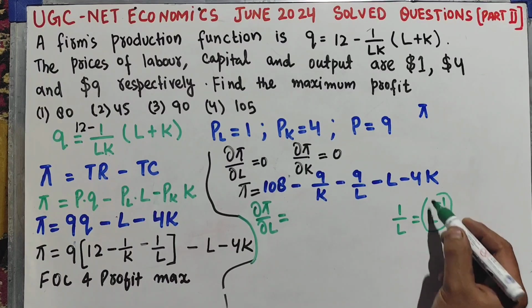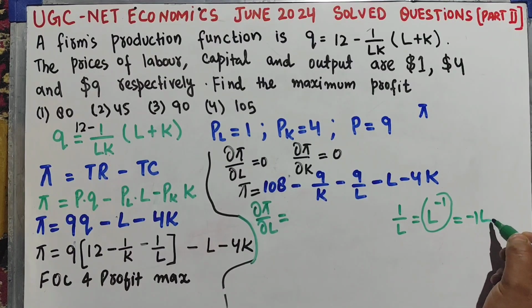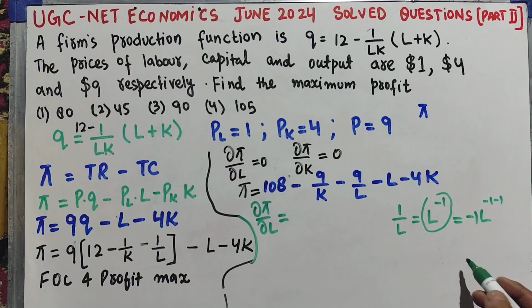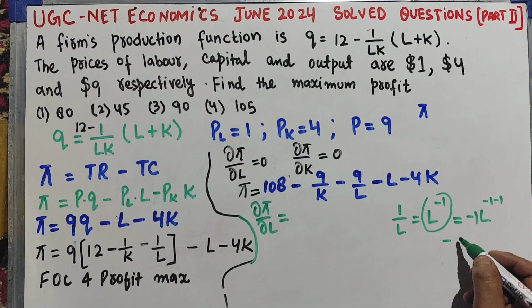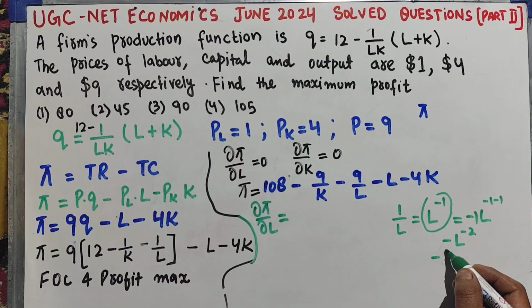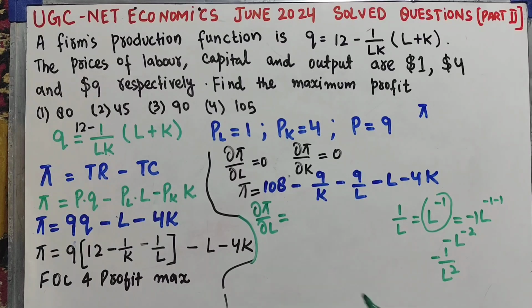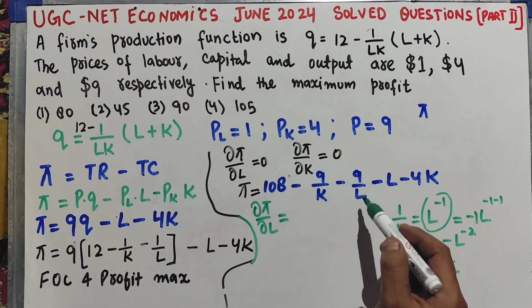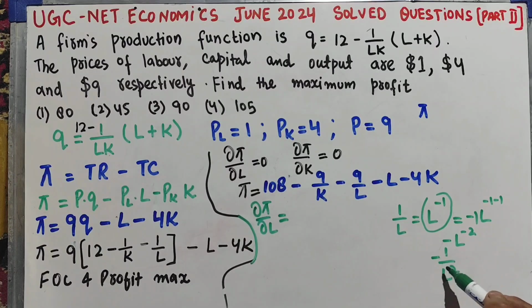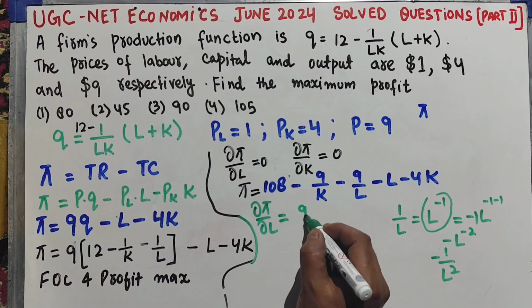Now the derivative of L raised to the power minus 1 is equal to, the exponent becomes the coefficient by the power function rule, we have minus 1, L raised to the power, and the exponent is subtracted by 1. So we get minus 1 into L raised to the power minus 2. Can we write it like this? Minus 1 upon L square. If I transpose this back to the denominator, the exponent sign will change. So the derivative of 1 upon L is minus 1 upon L square. Since we have minus also here, minus into minus will become plus, so we will get 9 upon L square.